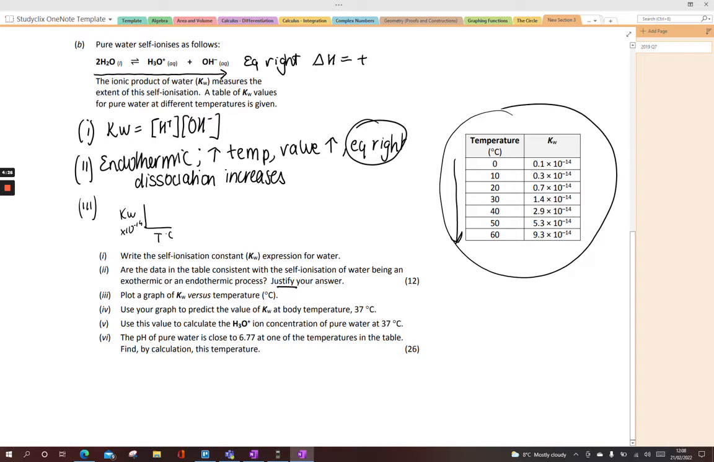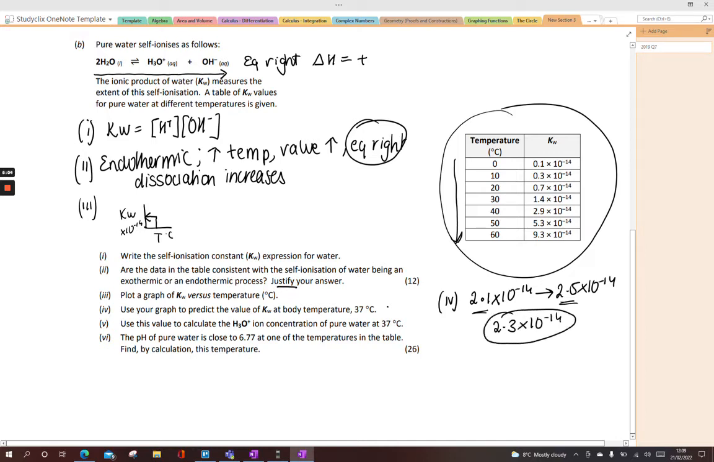Use your graph to predict the value of Kw. Now, I looked up the American scheme there. For IV, they give you anything between 2.1 by 10 to the minus 14 all the way to 2.5 by 10 to the minus 14. Now, all you'll have to do there is at 37 degrees, go up from 37 to where it hits the graph and go across. Read it off and hope that it spits out an answer anywhere between 2.1 and 2.5. So for the remaining bits of these calculations, I'm going to use the value of 2.3 by 10 to the minus 14, lobbed halfway between those two.